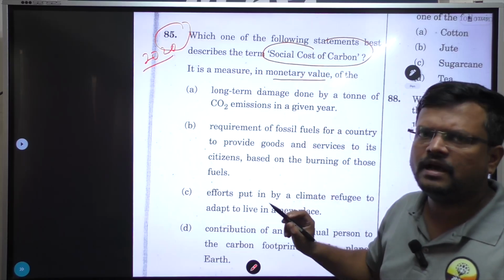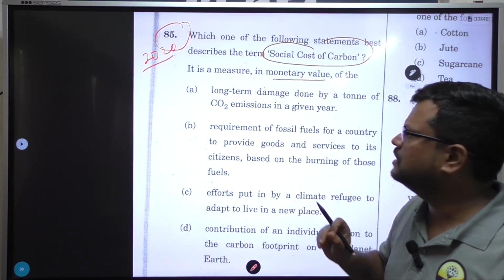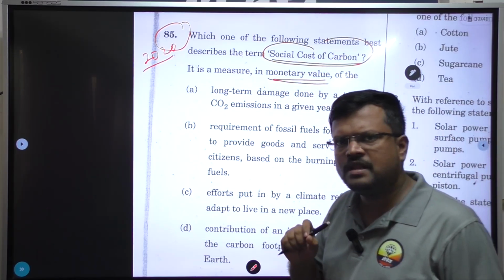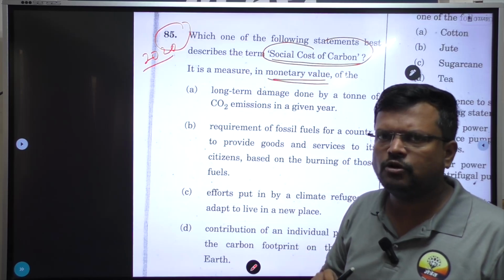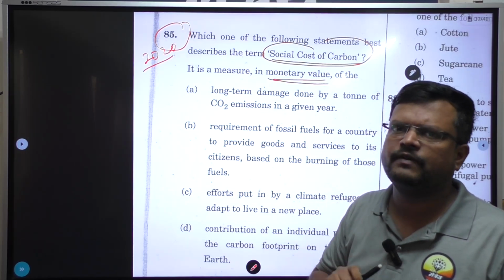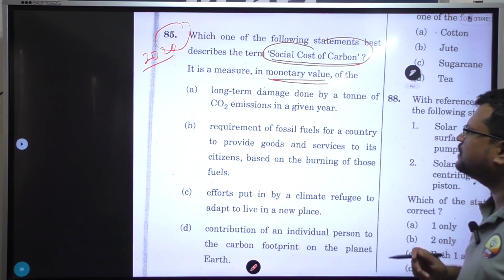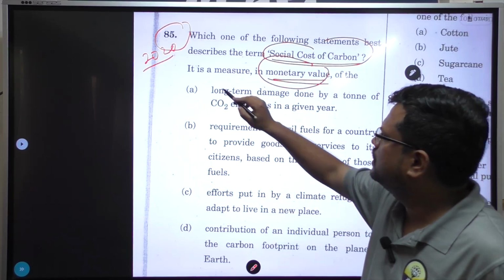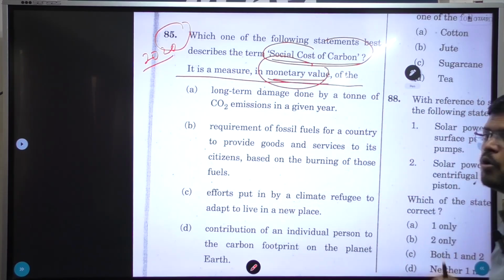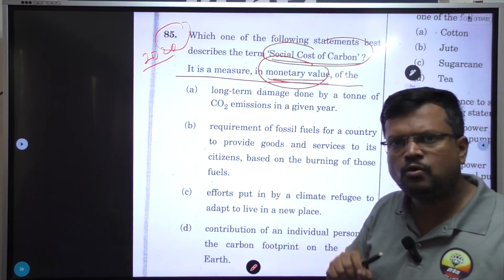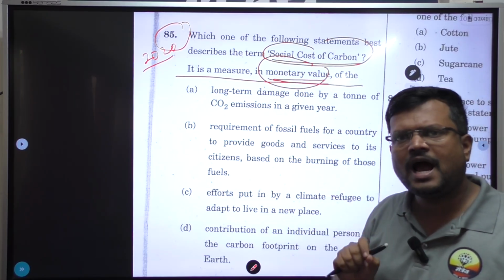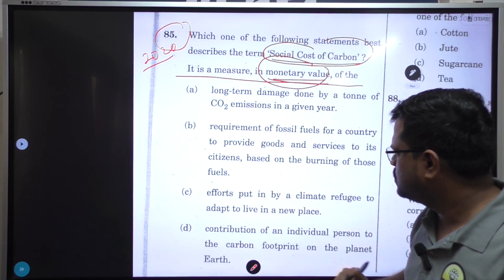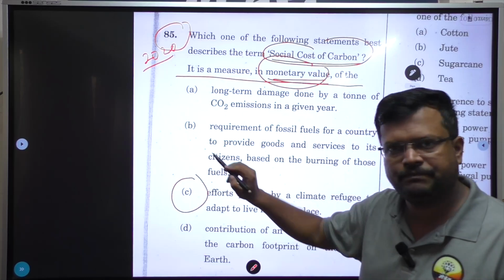While reading, I have underlined or circled some terms: social cost of carbon and monetary value. While reading, you have to also develop such a methodology so that your focus is correct. So social cost of carbon, and it is a measure in monetary value. Most students neglect this line. It is a measure in monetary value of the. So whatever it is, social cost of carbon, I have to generate its monetary value or present it in monetary value.